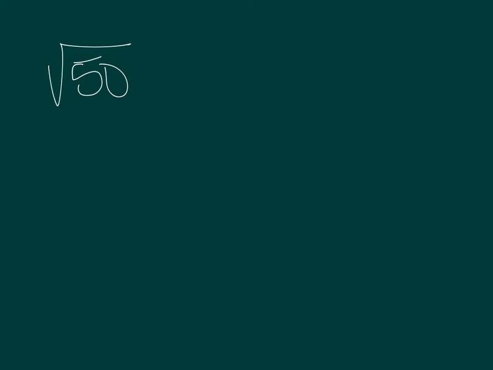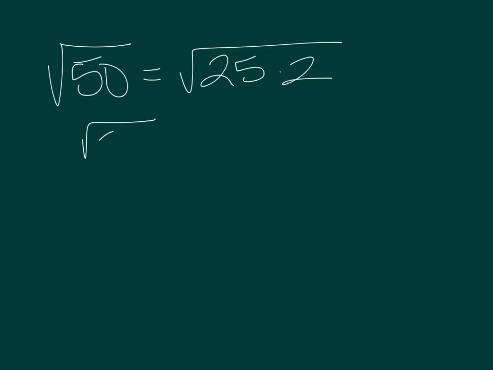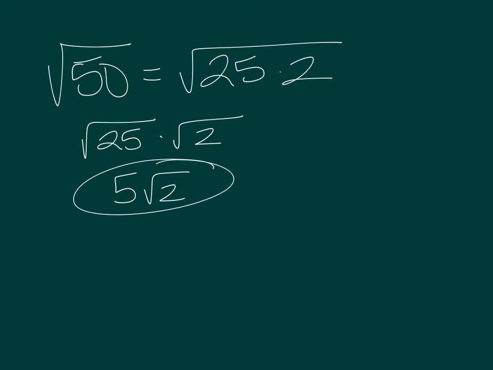Square root of 50. So I think about my perfect squares, 1, 4, 9, 16, 25, 36, and so on. 25 is a factor of 50, so I can rewrite the square root of 50 as the square root of 25 times 2, which is the same as the square root of 25 times the square root of 2. The square root of 25 is 5, so I have 5 square roots of 2.